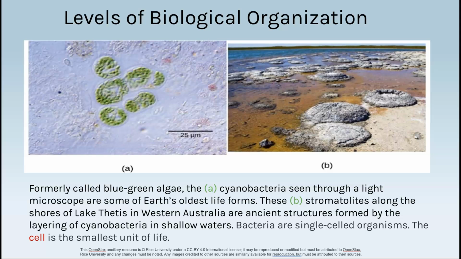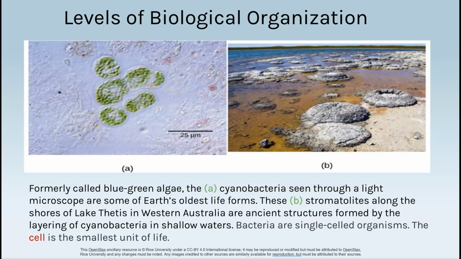In this picture, I have blue-green algae, which we also call cyanobacteria. Now, these are some of Earth's oldest life forms. Prior to cyanobacteria existing on Earth, the atmosphere did not have very much oxygen in it. Now, you'll see here in the picture that cyanobacteria are green. They can perform photosynthesis. That means they take in carbon dioxide, they use it to make their own food, sugar, and they release oxygen.